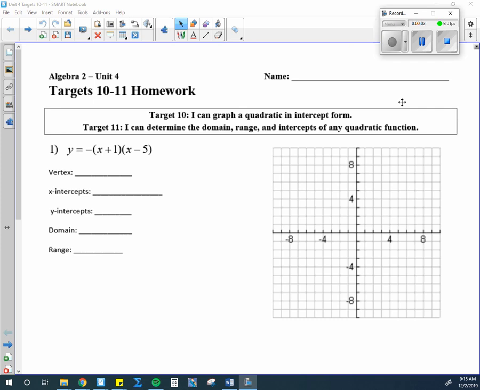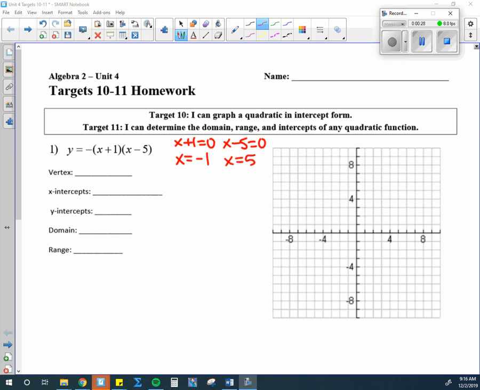So I'm going to go through the targets 10 through 11 homework assignment with you today. So remember, we are graphing an intercept form. In order to graph an intercept form, we have to first find our x-intercepts by setting both of our factors equal to 0. So I'm going to set x plus 1 equal to 0 and x minus 5 equal to 0. So I will get my x-intercepts to be -1 and 5.